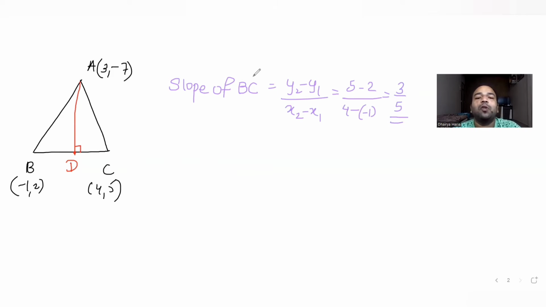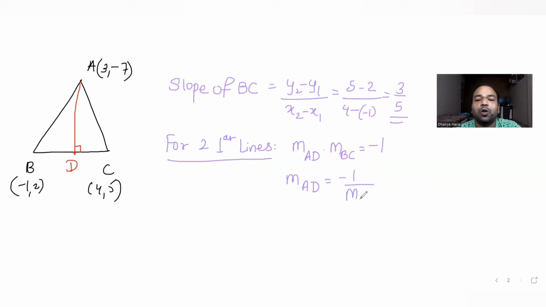Once I have the slope of BC, I know that for two perpendicular lines, the product of the slopes is minus 1. So the product of the slope of AD and the slope of BC is equal to minus 1. The slope of AD is the negative reciprocal of the slope of BC, so it is minus 1 upon 3 by 5, which is minus 5 by 3. So we get the slope of AD, that is, of the altitude.